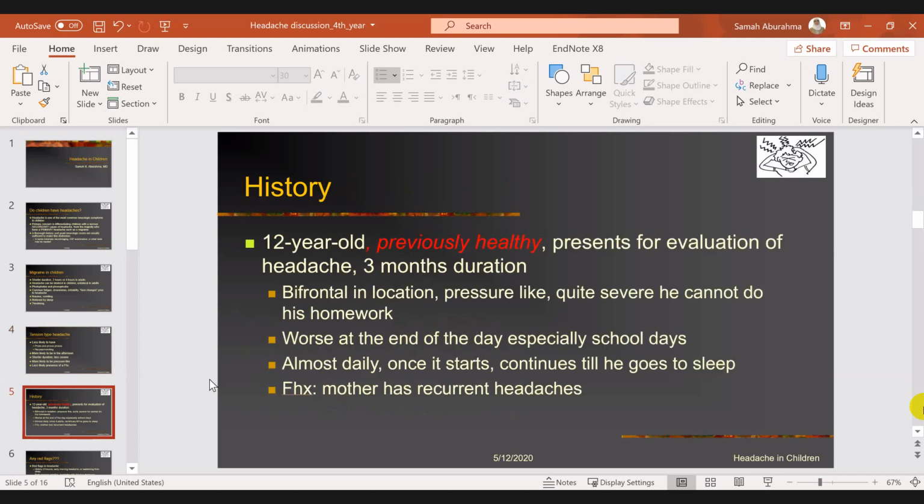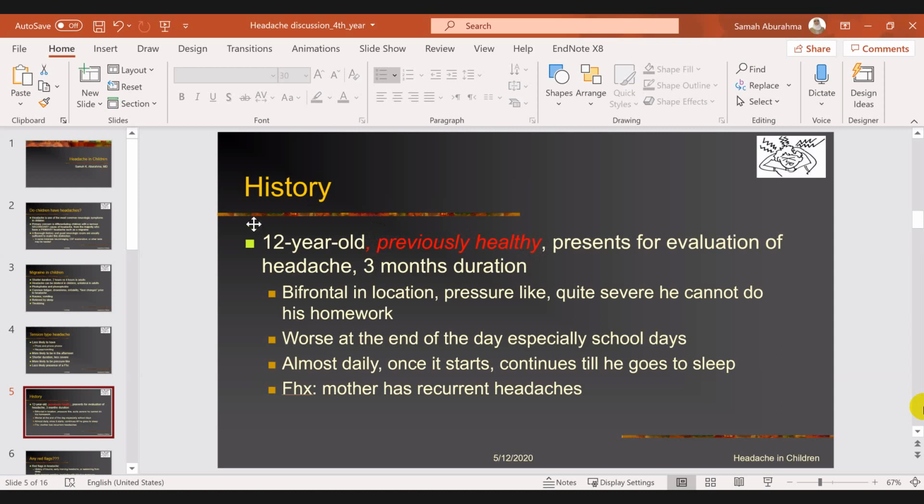So this is our first history. We have a 12-year-old boy. He is previously healthy. Again, this is in italics and it's in red. In all complaints, whether in adults, but specifically and especially in children, previously healthy children have a very different differential diagnosis than a child with a previous underlying condition. Okay, so we always pay attention in our histories, regardless of what the child presents with, whether headache or another pediatric complaint. We always pay attention to whether the child is a previously healthy child or a child with a chronic illness. It makes a big difference in the differential diagnosis.